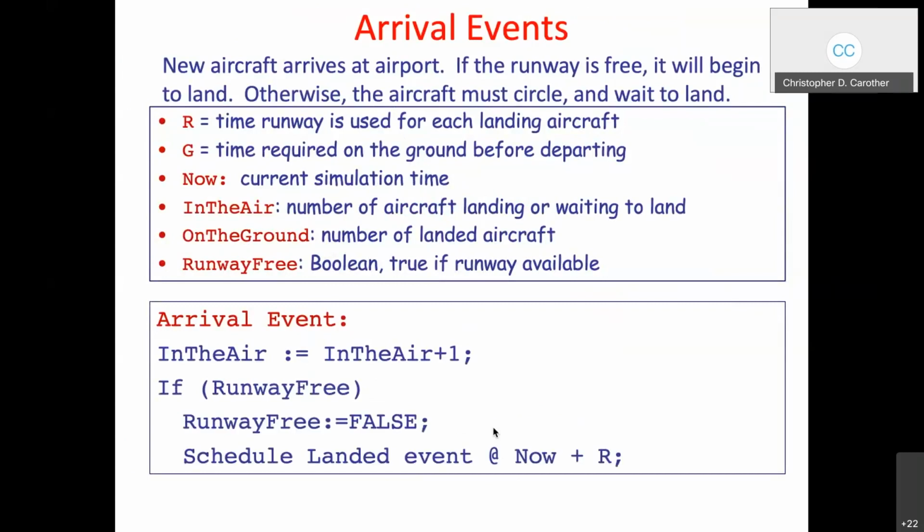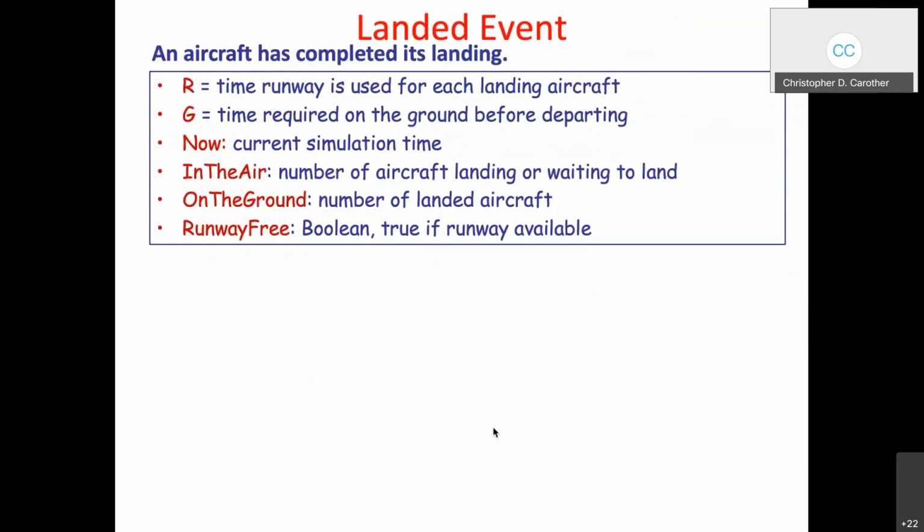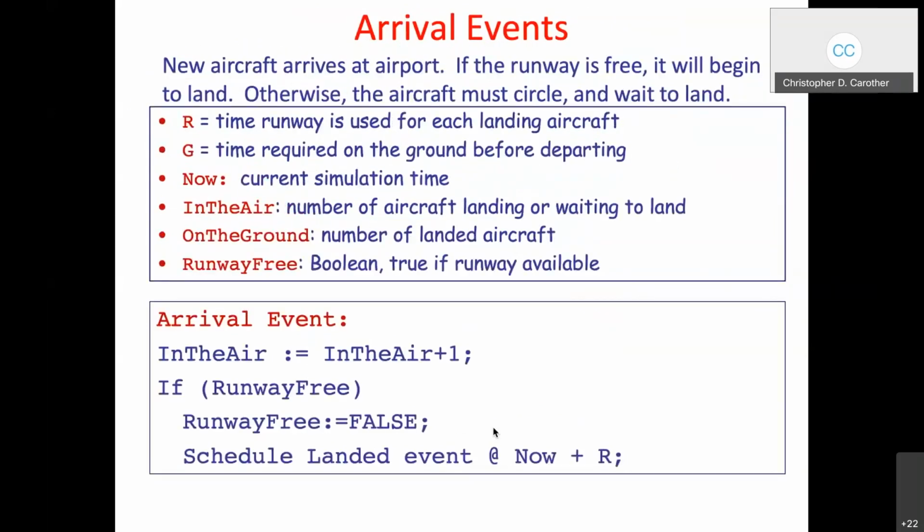So we can begin to look at the pseudo code for this model. Again, we've got our constant variables as well as the other state variables that we're working with defined above. And then this is the code for actually processing an event that denotes the arrival of an aircraft at the particular airport that we're modeling. So the first thing we notice is we increment the in the air variable.